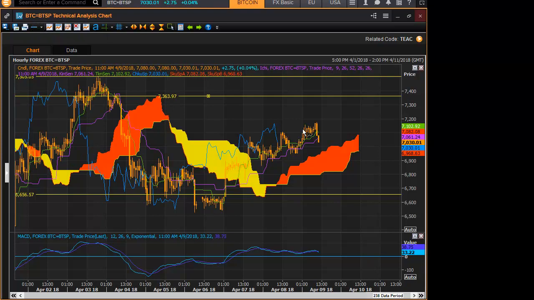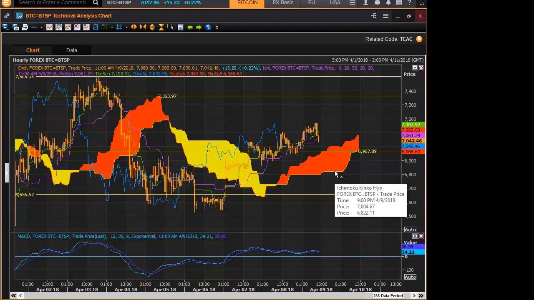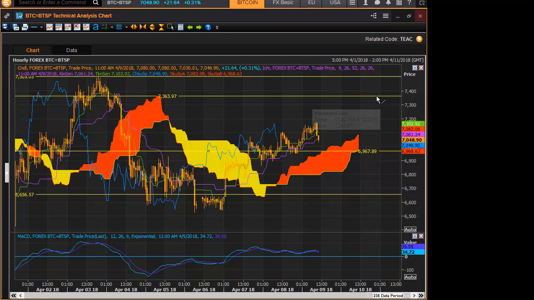So watch out, this rally might run into trouble when we get to 7,363. The front cloud support level here should come into place at 6,967. We can see that's now acting as a support level on an hourly basis, with significant weakness to the bottom of the cloud here at 6,822. So watch out for a potential rebound there, and if weakness persists, it can rebound from that area. But so far, price action is above the cloud, we're in a short-term uptrend on an hourly basis, with targets of 7,363 as the next upside target.